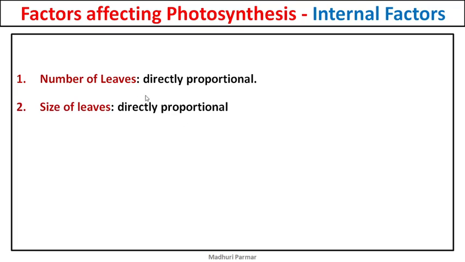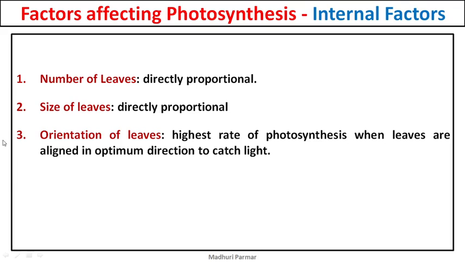Then the second thing is the size of leaves. If the leaf is small, the photosynthesis will be less. If the leaf is big, the photosynthesis will be higher. Then it also depends on the orientation of leaves. Orientation means whether it is flat, parallel, or perpendicular, what kind of arrangement it has in reference to the sunlight. So let me just show you.